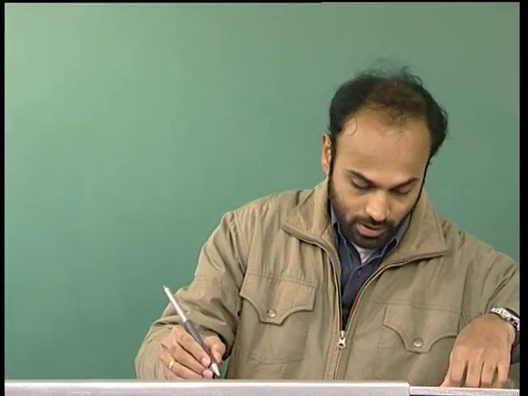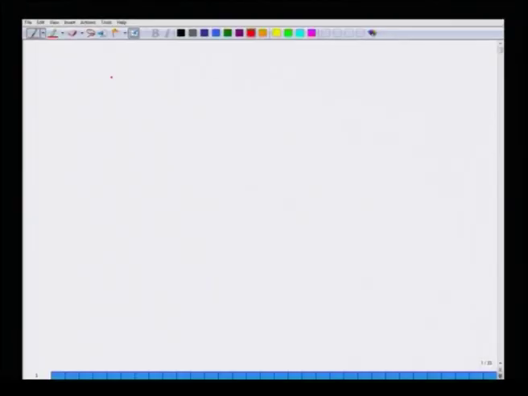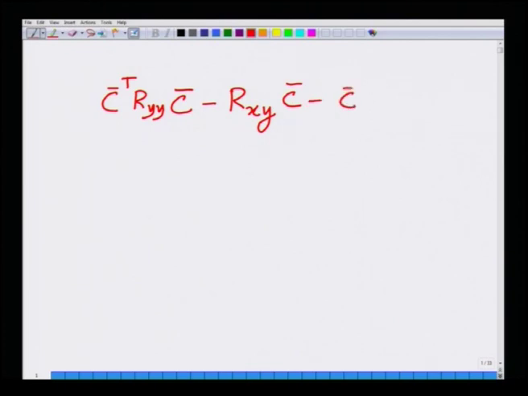So, let me rewrite this again. This can be written as c transpose R y c minus R x y c minus c transpose R y x plus R x x. I want to minimize this. This is the mean squared error. I want to minimize this.